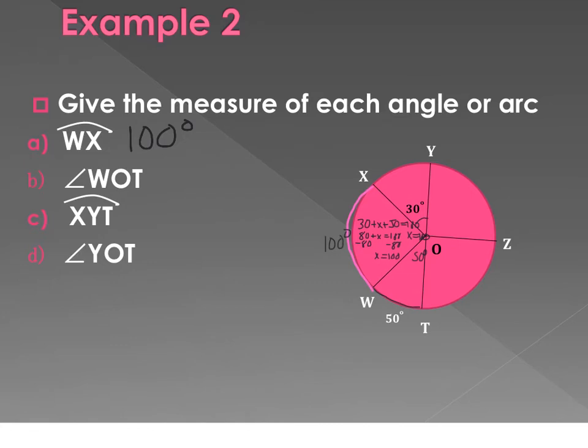Next, we need to find angle WOT. So WOT, we just found that doing the last one, so that is 50 degrees. And we knew that because our arc was 50, so that meant our angle had to be 50.